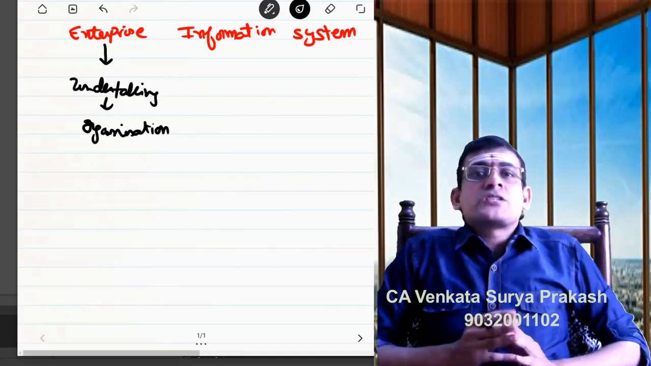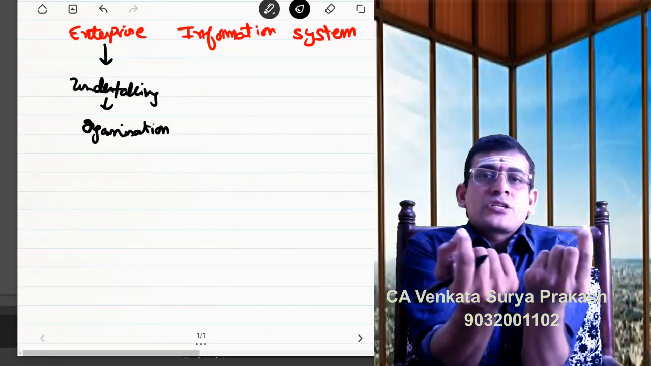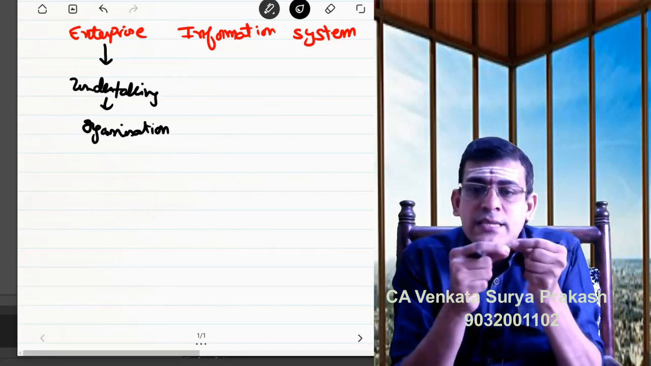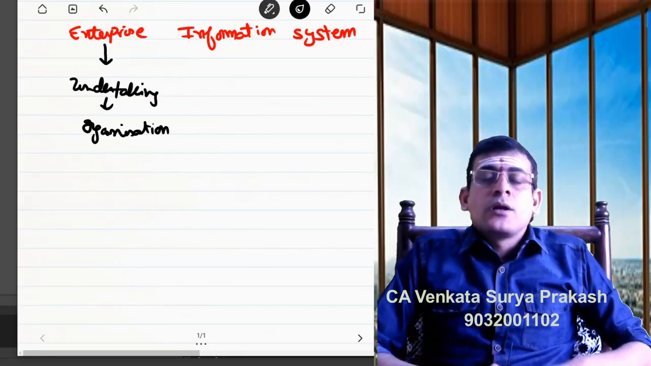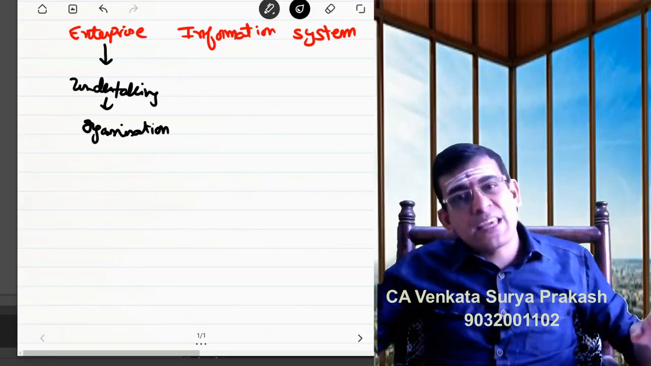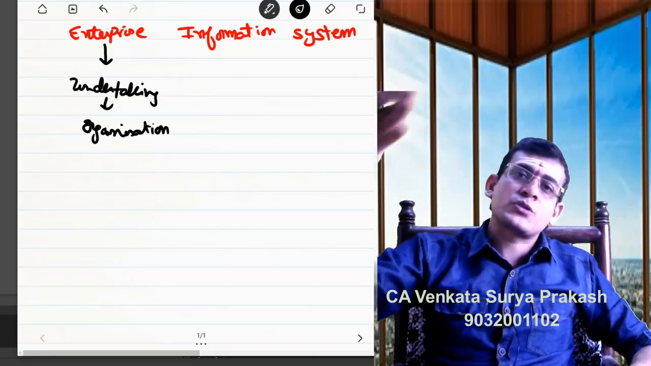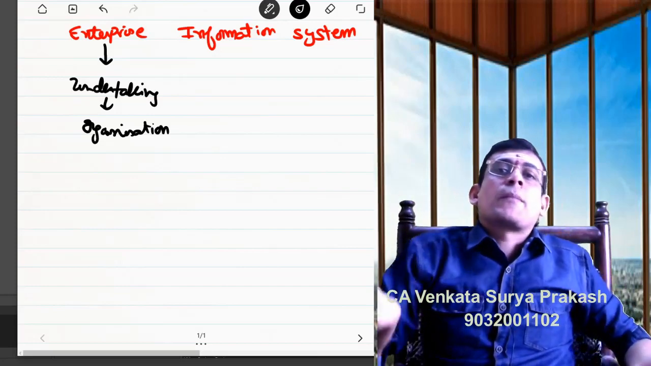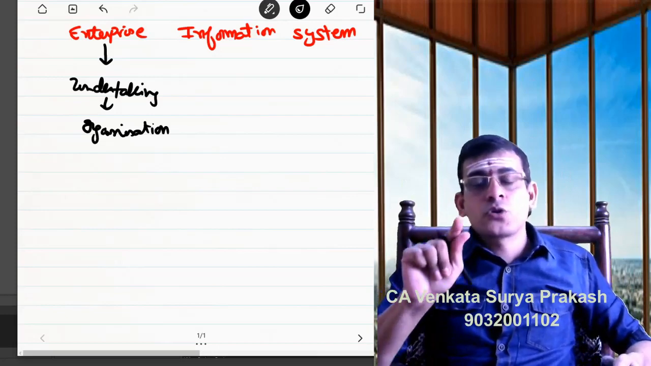Imagine the production department is not connected with the sales department. Then what will happen? The production department doesn't know how many units they have to produce. They will keep on producing the goods, so what will happen? The closing stock of finished goods will pile up.